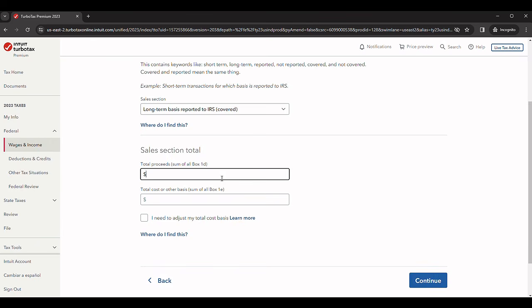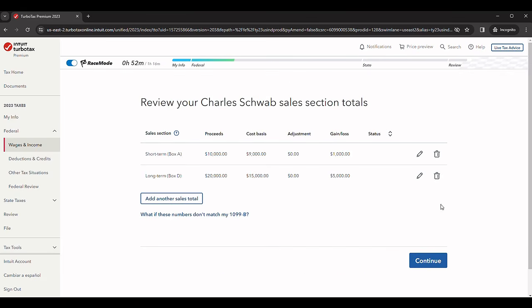So total proceeds, long-term gains, let's just say you sold $20,000 worth and you bought all those stocks for $15,000. So you made a $5,000 gain. So we'll continue. So long-term, just check your totals. So 20,000 in total sales, 15,000 was your total cost, and 5,000 was your profits.